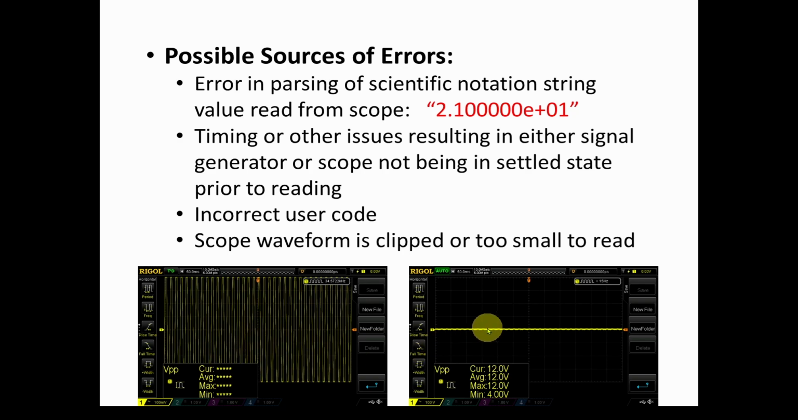Now, the other problem is I've got a 2 point something volt signal, but the scale on the scope is too high to recognize that very small waveform peak-to-peak voltage. And in fact, it's telling us it's 12 volts when actually it's 2 point something because it doesn't have enough waveform to read, right? So it's these kind of things that you need to be very wary of and make sure that you understand how your equipment works and that you are using techniques to verify your data.